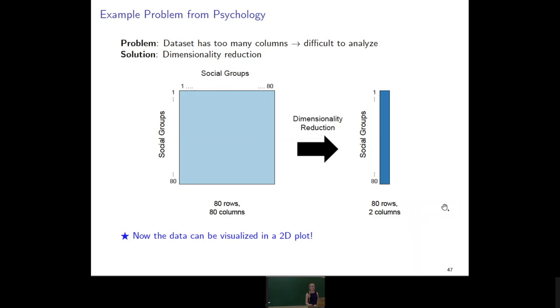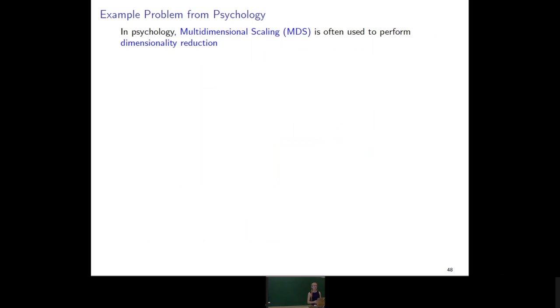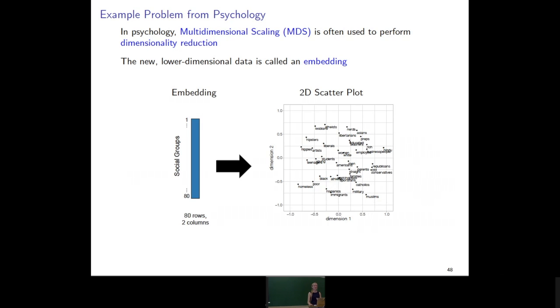And why 2 columns? Well, the advantage of 2 columns is that now I can visualize my data using a 2D plot, which is helpful. We want to learn things about the data, so we need to look at it. In psychology, multidimensional scaling, or MDS, is often used as a method to perform this dimensionality reduction step. The new lower dimensional data is called an embedding. That's another vocabulary word that you'll need to remember. This embedding is kind of the summary of the major information in the data set.